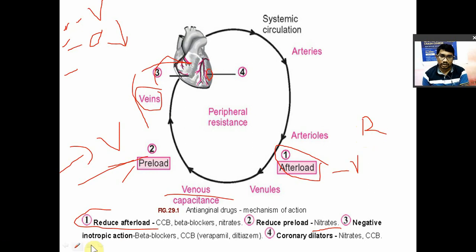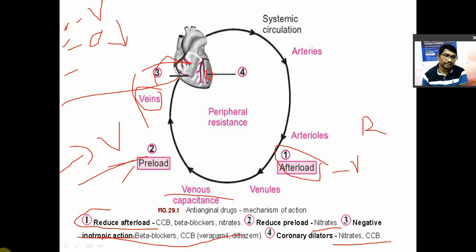Right? Now, third category of drugs: negative inotropic drugs. What will they do? They will act on the heart. They will decrease the force of contraction of the heart, and they will decrease the workload on the heart. They will decrease the oxygen consumption. Right? So in that you have beta blockers and calcium channel blockers. And coronary artery dilators are known as the nitrates and calcium channel blockers.